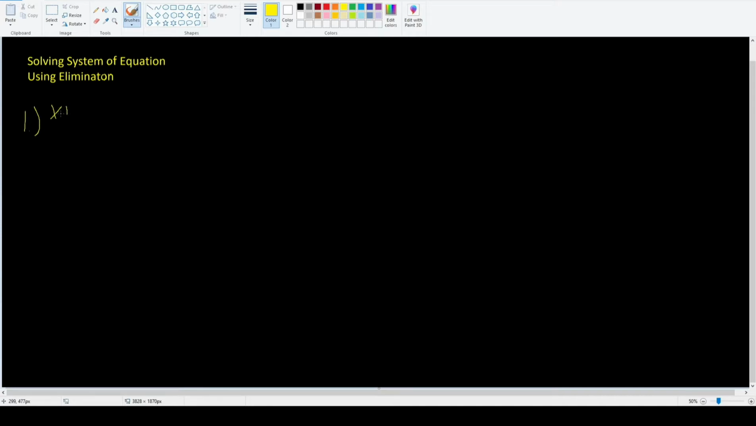So, x plus 2y equals 6. x plus 3y equals 9. How are we going to eliminate and solve it? This is how we're going to solve it. It's very simple, very easy to understand. It's just like this, like so.